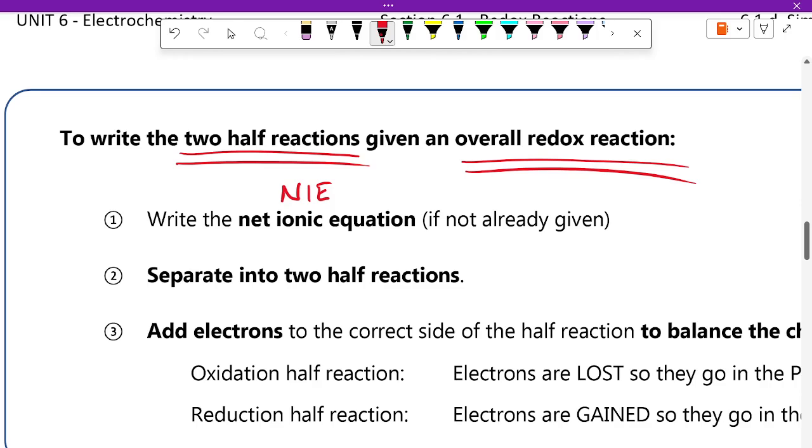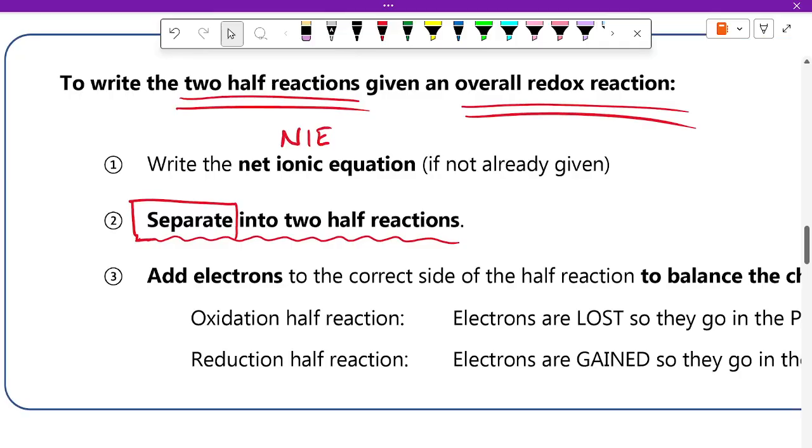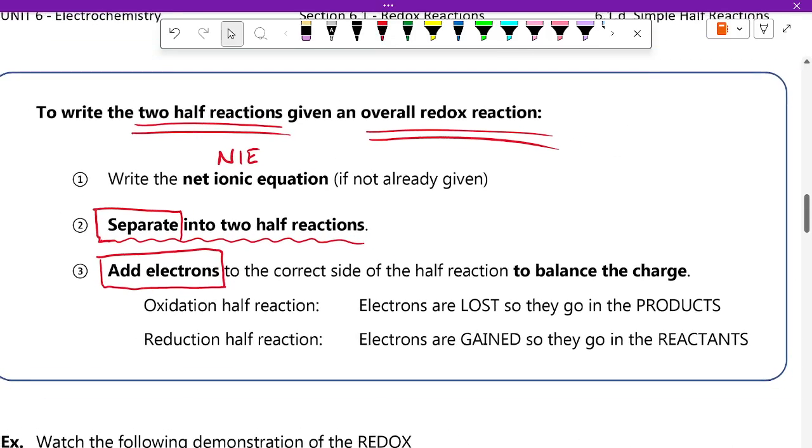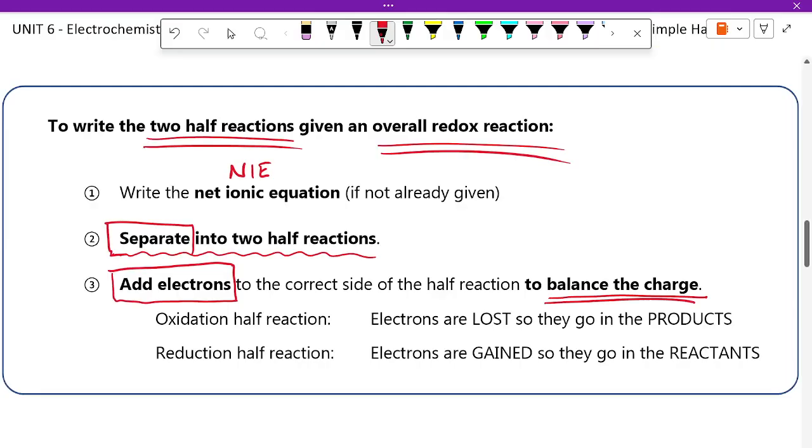Once you have the net ionic equation, you separate it into 2 half reactions. And then finally, for these very, very simple ones, all we are going to do is add electrons to balance the charge. Just like we were talking about, we need the overall charge on both sides to be the same. Overall charge in reactants, same as overall charge in products.